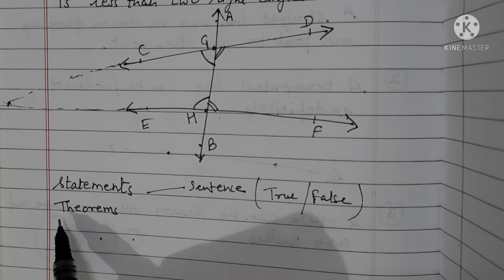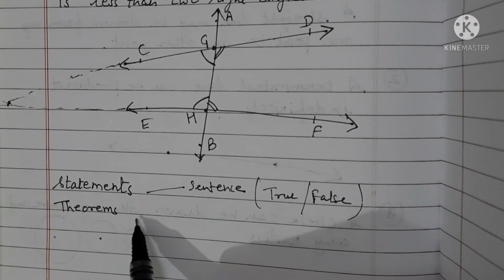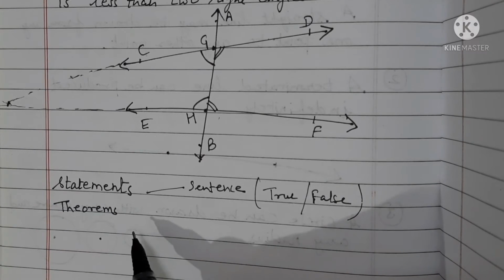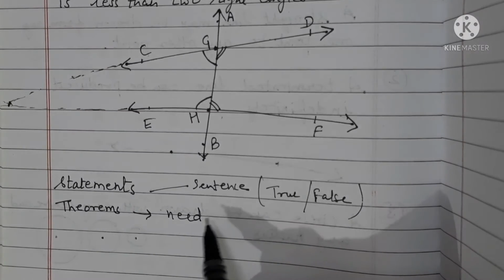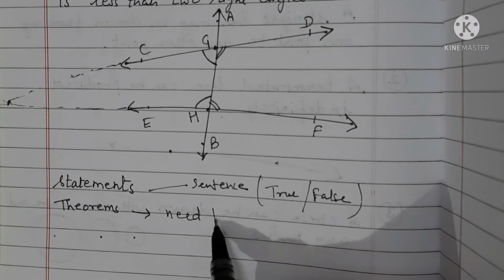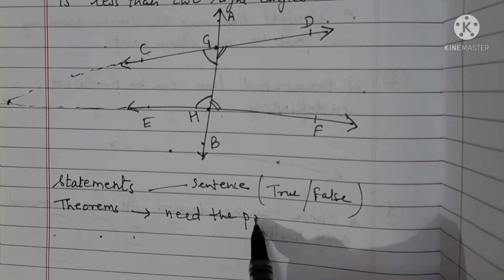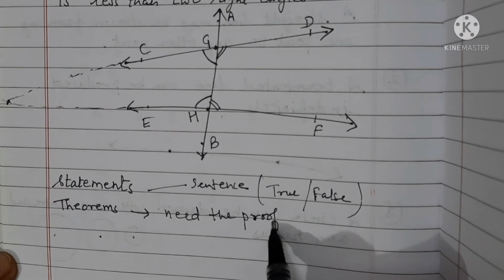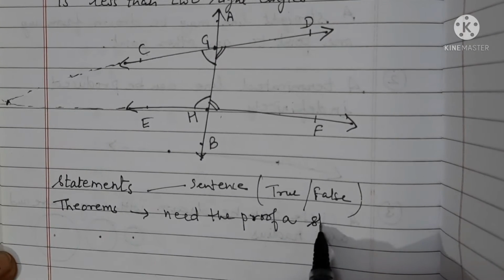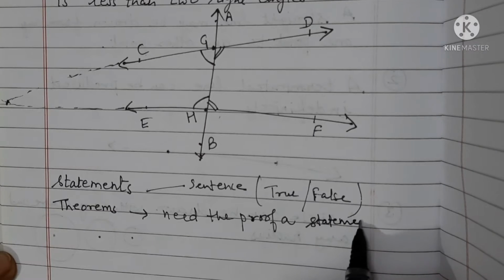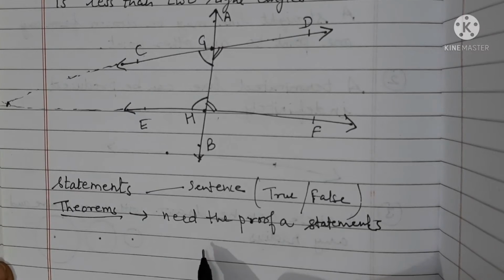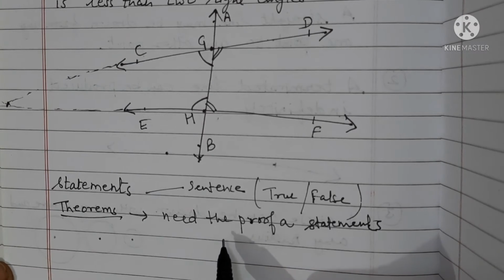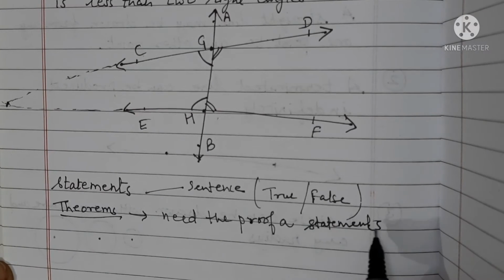And the next term, theorem. A theorem requires the proof of statements. That is called a theorem, where you require a proof of any statement.